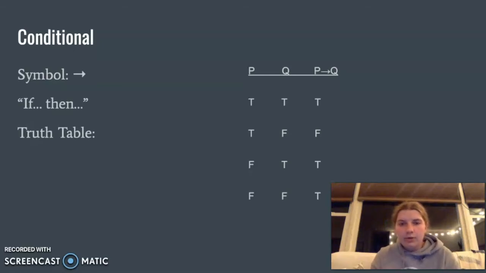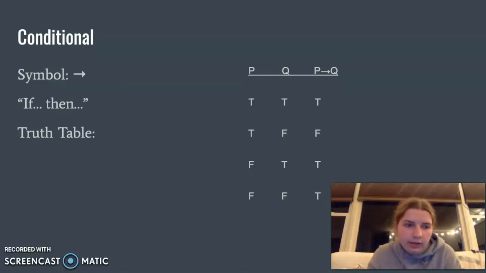Then for row 3, we have P is false, Q is true. So that means P arrow Q is true. And then for the last row, we have P is false, Q is false, so then the conditional is true.